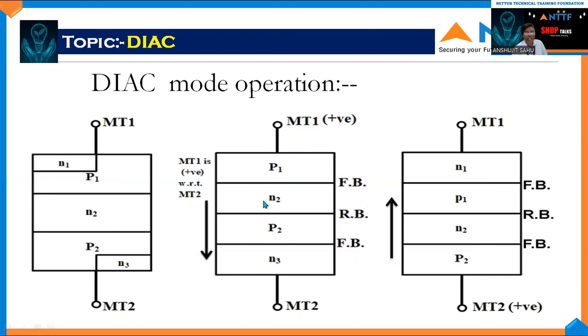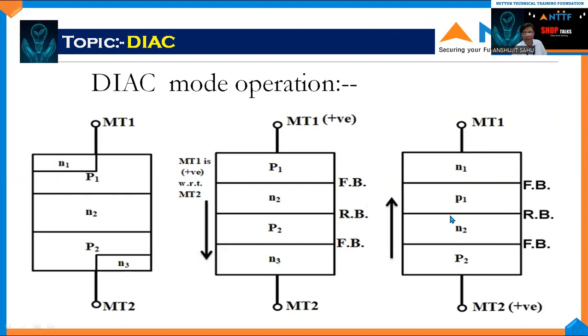At that time we increase the voltage, so the breakover voltage is required. At that time the current will flow from N2 to P2 in reverse bias, and from P2 to N3 the current will flow in forward bias. At that time the current path will be P1 to N3.